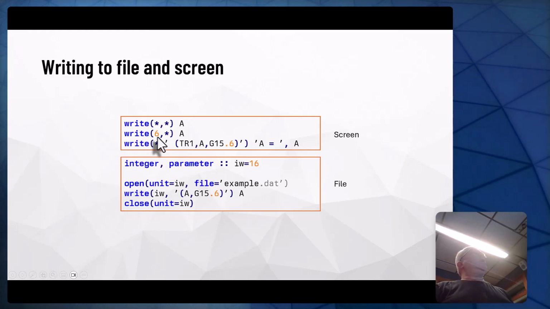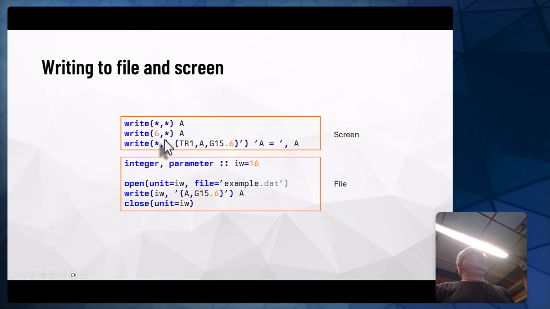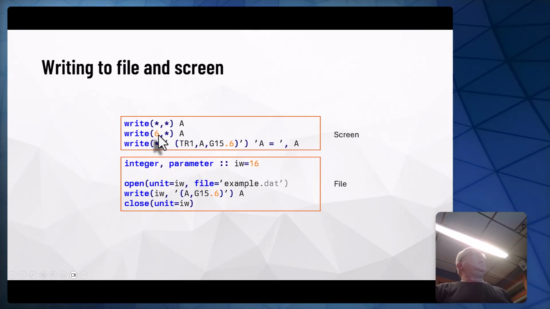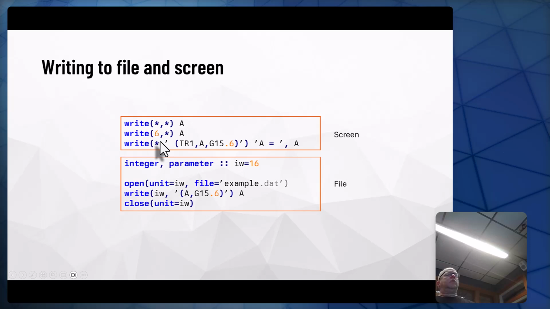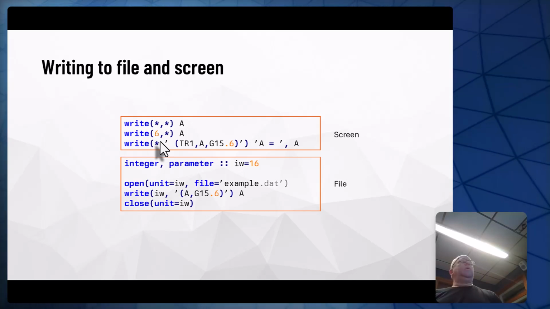Here you can see also that number 6 is writing to the screen, or standard output. Same thing, have a star here, that means the same thing, but 6 has a special meaning, so don't assign them and open them as files. Those are reserved units that you shouldn't use.